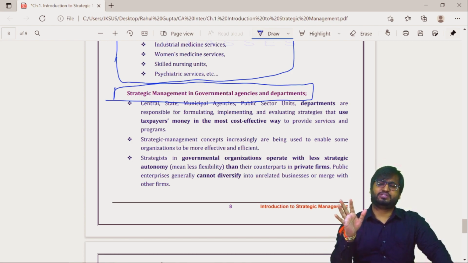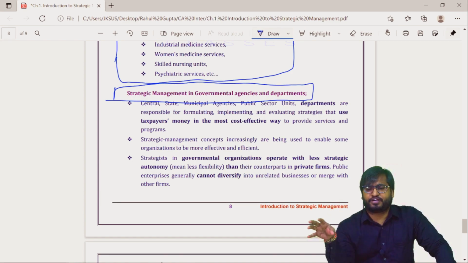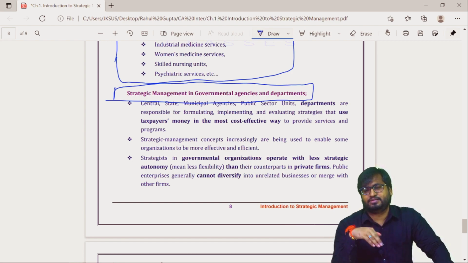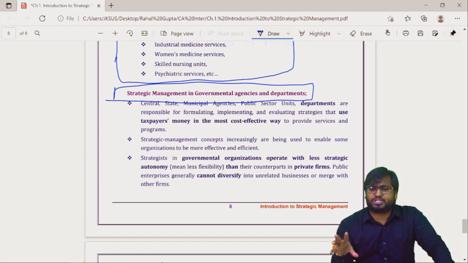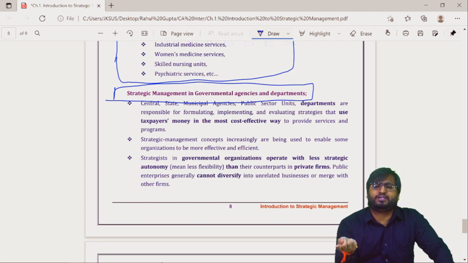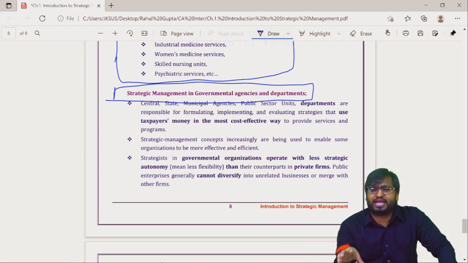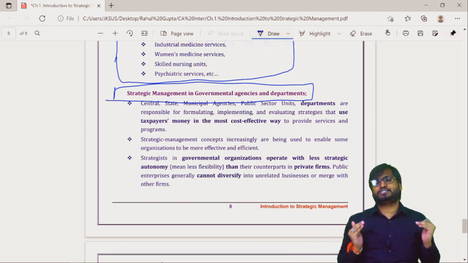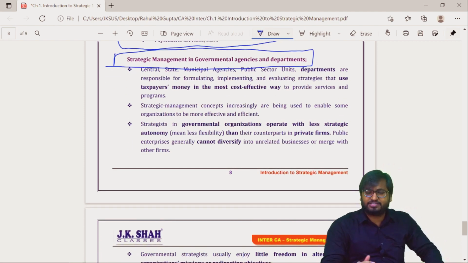And last but not the least, different government departments and offices require funding. So if we are using strategic management, the funds can be utilized in a better way. The government will allocate more money to that particular department. Why? Because that department utilized the money given to them in a very efficient and effective manner. So, in order to get more allocation of resources, you will require strategic management. So, let's read this, guys.